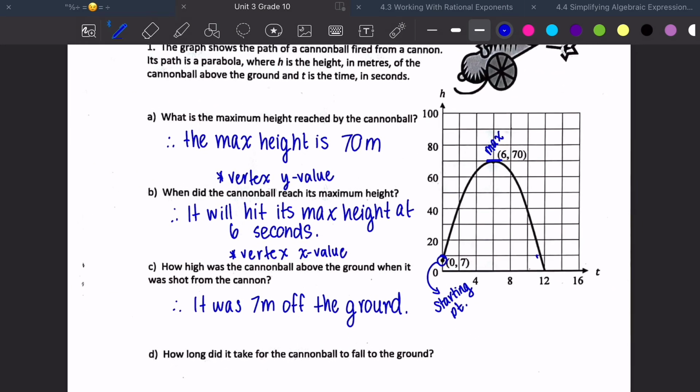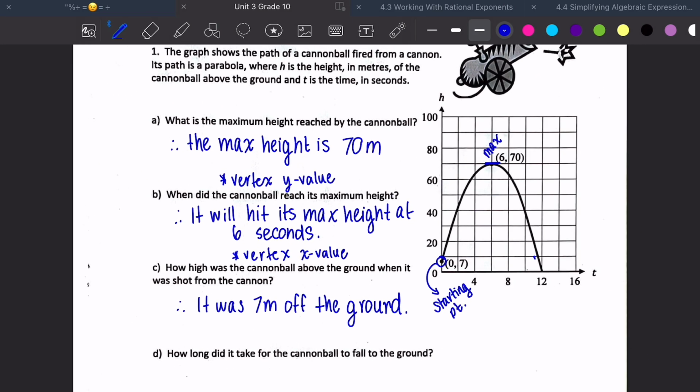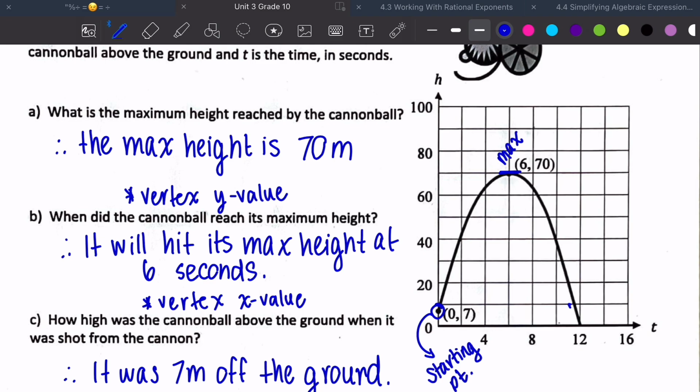Perfect. And then same thing, how long did it take for the cannonball to fall to the ground? Well, how long was it in the air for? When does it hit the ground?